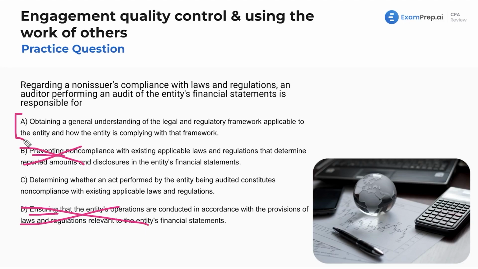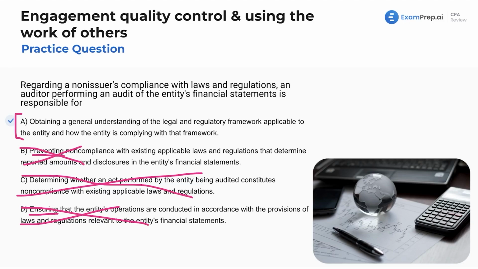If you don't know the standards that the client needs to follow, if you don't know what the client does, if you don't know anything about the client, then how are you going to issue an opinion? So again, you will see this commonly in many different instances. So I would go with letter A. Looking back at letter C, determining whether an act performed by the entity being audited constitutes noncompliance. We're not the judge. This sounds like they want you to be the judge. We are simply humble detectives searching through and trying to find material misstatements. So I am going to be left with letter A.